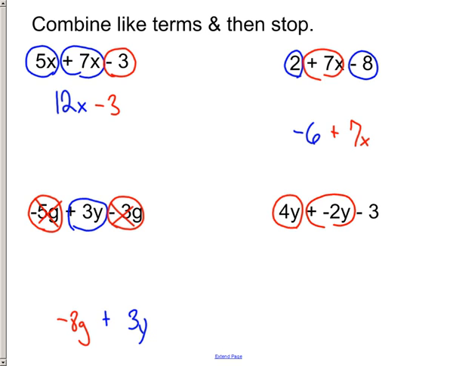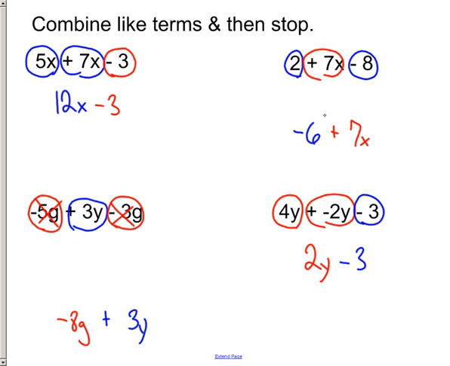Now, this one's a little bit easier because sometimes they show up side by side each other for the like terms. See how they're similar? They both have the y's. So that just means 4 plus negative 2 is 2y. And I can't minus 3 from that 2y because there's no y on the 3. So I just let it sit like that. That's how we combine like terms.